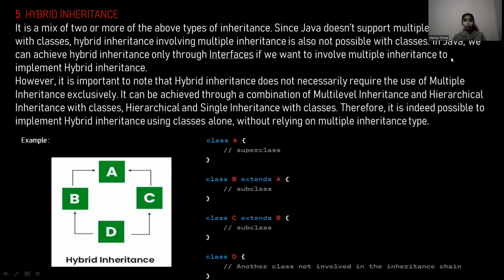However, it is important to note that hybrid inheritance does not necessarily require the use of multiple inheritance exclusively. It can be achieved through the combination of multi-level inheritance and hierarchical inheritance with classes, hierarchical and single level with classes. Therefore, it is possible to implement hybrid inheritance using classes without relying on the multiple inheritance type.